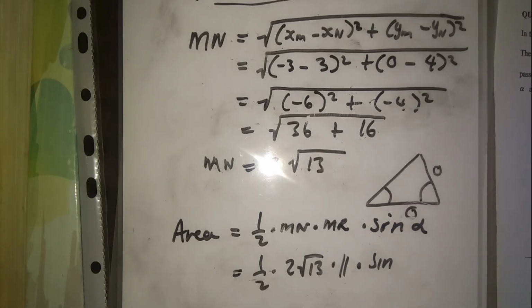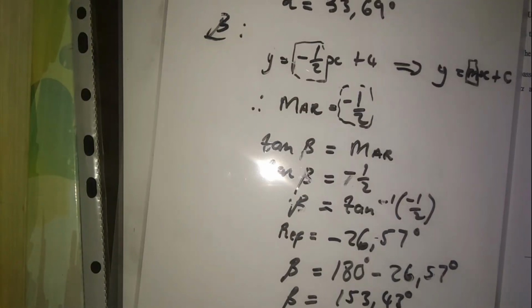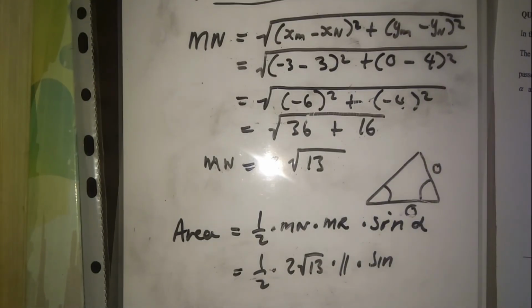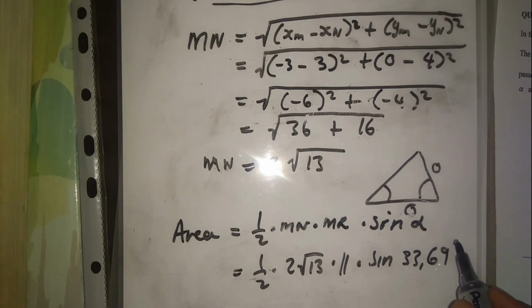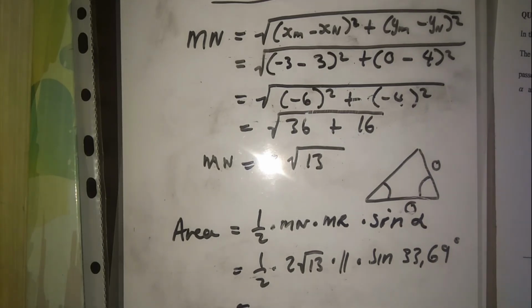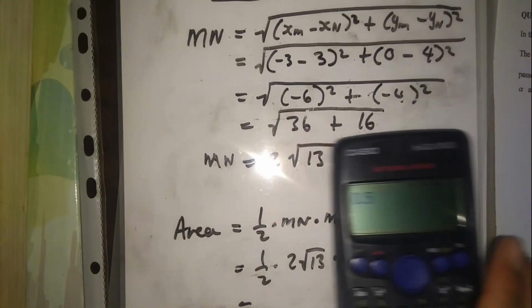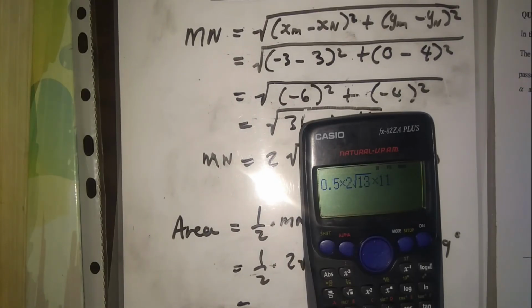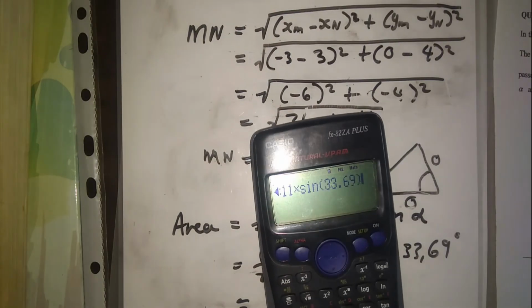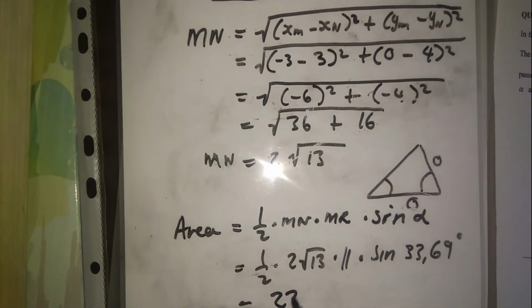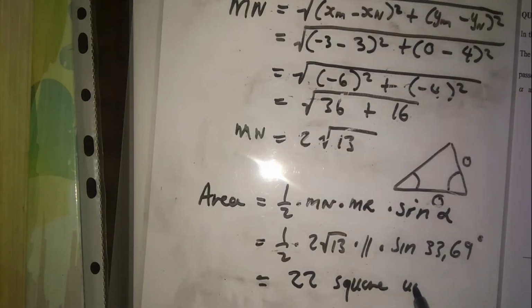On the calculator, alpha was calculated as 33,69 degrees. So the area is equal to 0,5, which is half, multiplied by 2 root 13, multiplied by 11, multiplied by sine 33,69, which is equal to 22. The answer here is 22 square units.